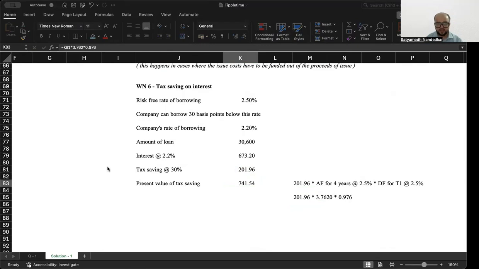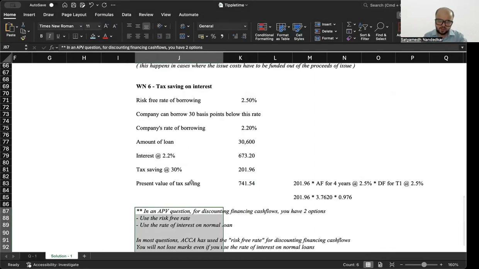Now, something for you to keep in mind in all APV questions. In an APV question for discounting the financing cash flows, you have two options. Either use the risk-free rate or use the rate of interest on the normal loans. In most ACCA exam questions, they have used the risk-free rate. In some cases, in the exam kit, they have also discounted using the interest rate on normal loans. Remember, whichever rate you use, disclose that fact and you will get full marks. You will not lose marks even if instead of the risk-free rate, you use the rate of interest on the normal loan. So keep that in mind.